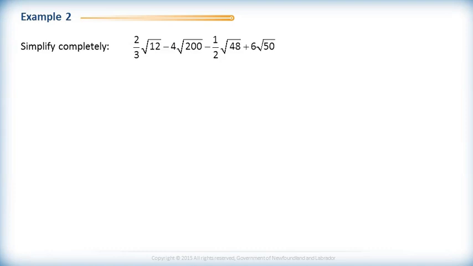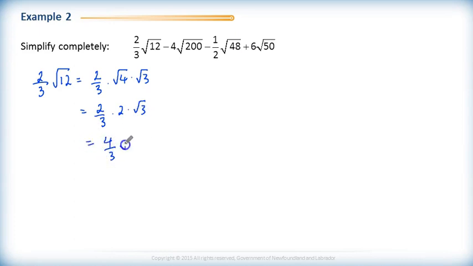In this next one, we're asked to simplify completely. Now, since we're doing a lot of adding and subtracting, we need to convert our radicals to their simplest mixed radical form. So let's work on that first. 2/3 times the square root of 12. We think of the square root of 12 as square root of 4 times the square root of 3, which gives us 2/3 times 2 times root 3, which is 4/3 times the square root of 3.